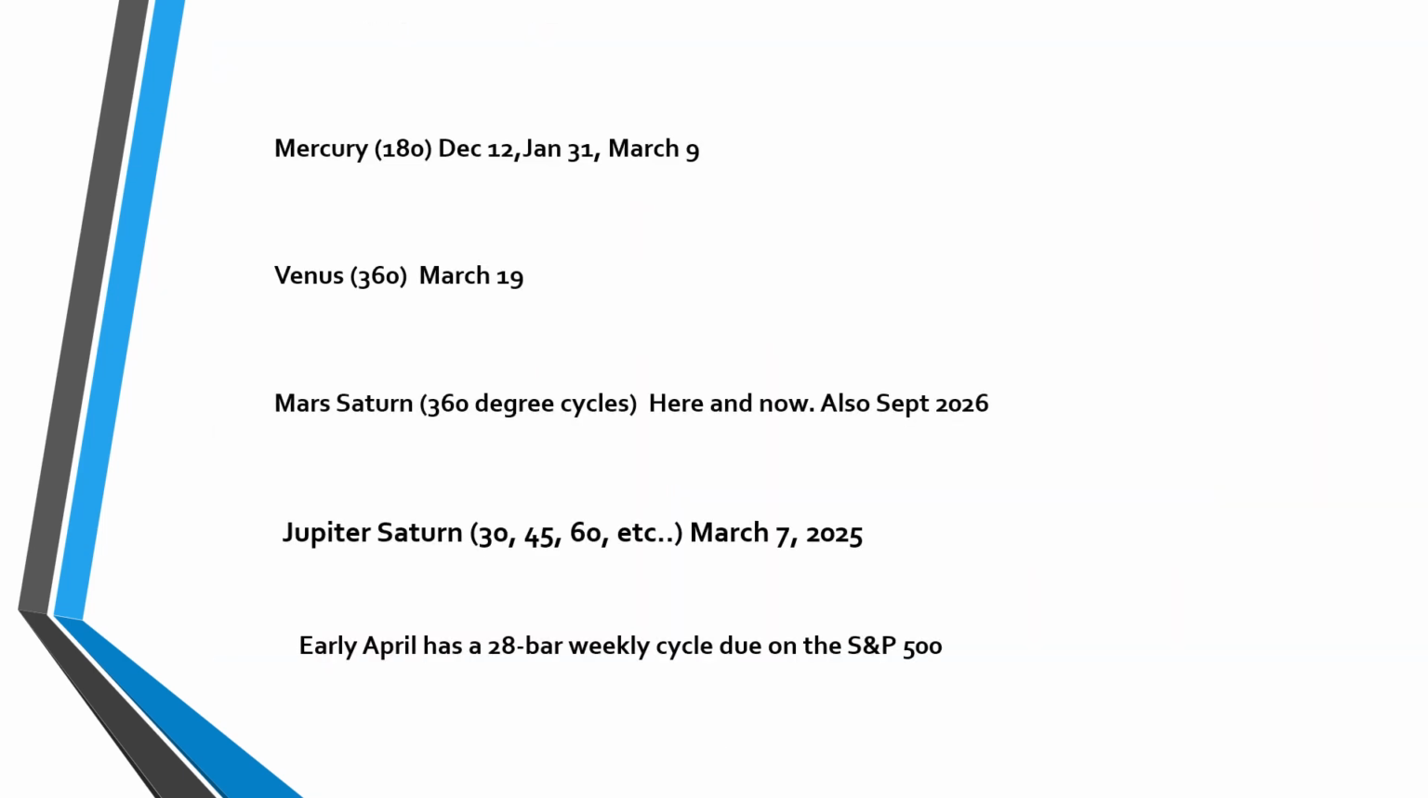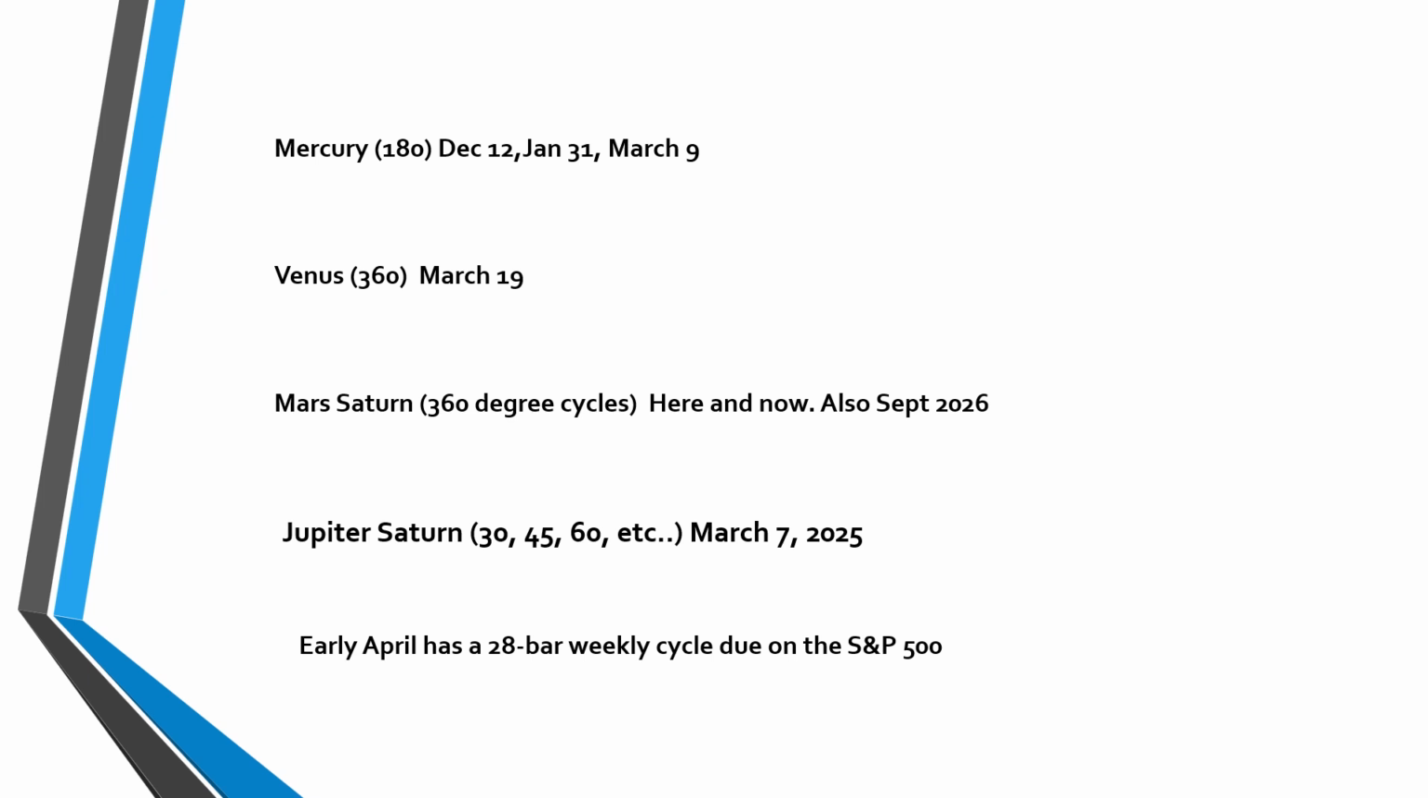And so, what does this all tell us? Well, we know that we have to keep our eye on December 12th, January 31, March 9 for Mercury. March 19th should give us something from Venus. Mars, Saturn, synodic cycles: the market is, or these timings are saying, here and now there could be some kind of an interim drawdown. The next one will be September of 2026. Jupiter, Saturn, synodic cycles, March the 7th.